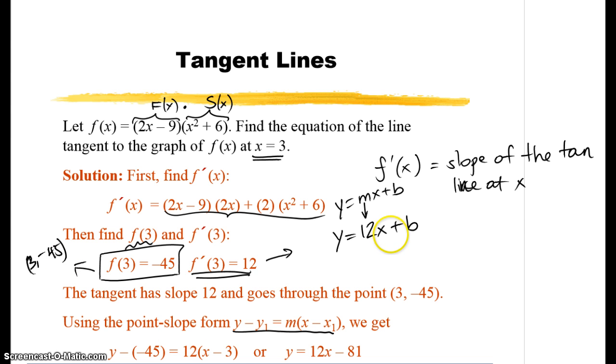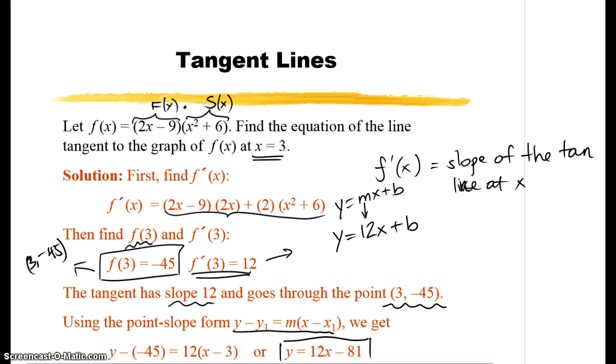You could also use the slope-intercept form as well by just plugging in x and y, right, where the y-intercept is b here. But it really doesn't make a difference which form you use. So using y minus y1 equals m times x minus x1, knowing the slope is 12, and that the point (3, negative 45) is on the graph, we obtain the equation of this line, y equals 12x minus 81.